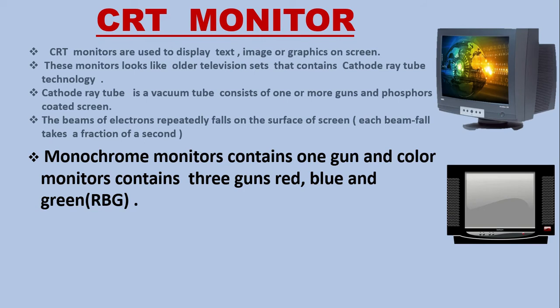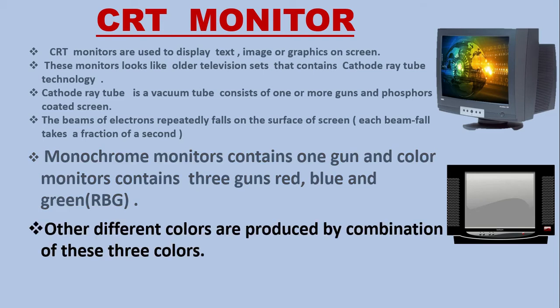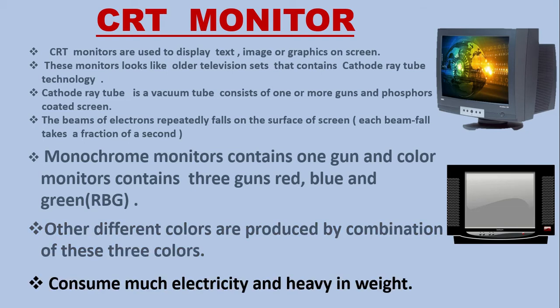Monochrome monitors contain one gun, and color monitors contain three guns of red, blue, and green color. Other different colors are produced by combination of these three colors. These monitors consume a lot of electricity and are heavy in weight.